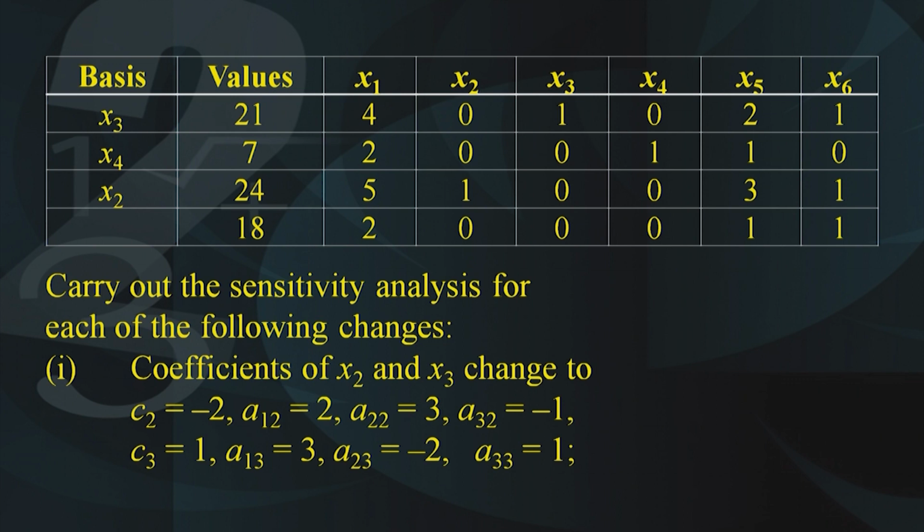You have to carry out the sensitivity analysis for each of the following changes. Number 1, coefficients of x2 and x3 change to the following, that is C2 is equal to -2, A12 is equal to 2, A22 is equal to 3, A32 is equal to -1. Similarly, C3 is equal to 1, A13 is equal to 3, A23 is equal to -2 and A33 is equal to 1.